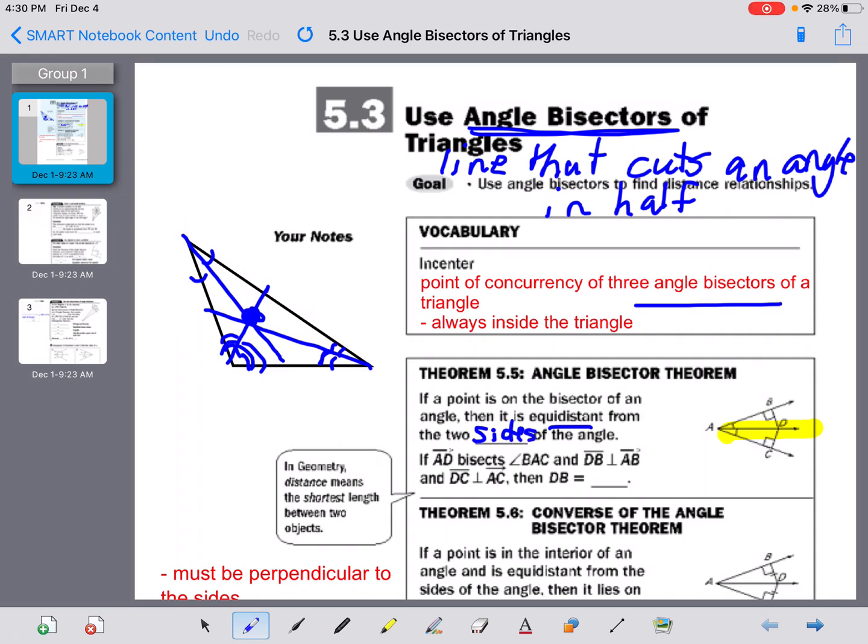Now, remember, if you're equal distance to something, you take the shortest distance to it. So you'll notice that I have this right angle there, and then this is equal to this. But it has to be the right angle to say I'm doing the shortest distance from that point to the line across. So DB is going to be the same length as DC. Okay, so it's the shortest distance between those two.